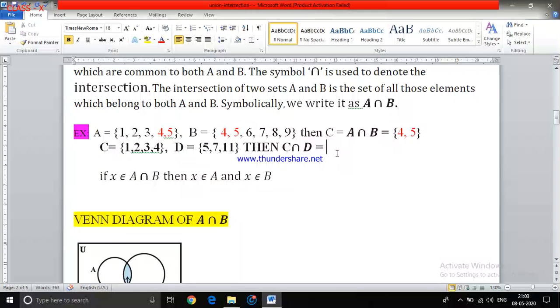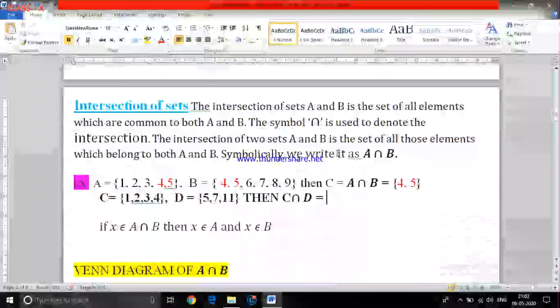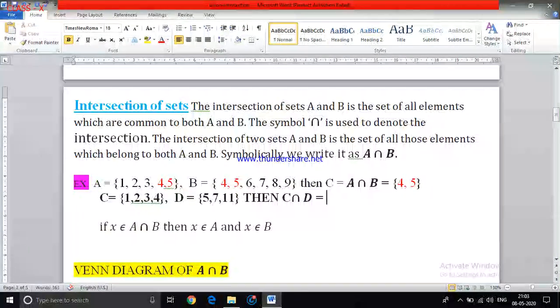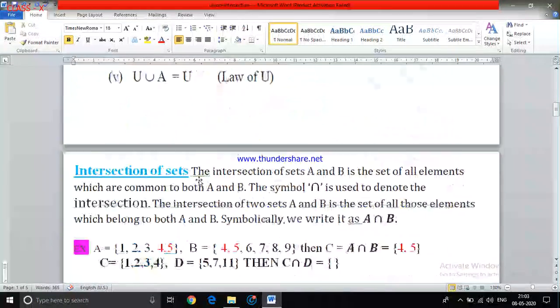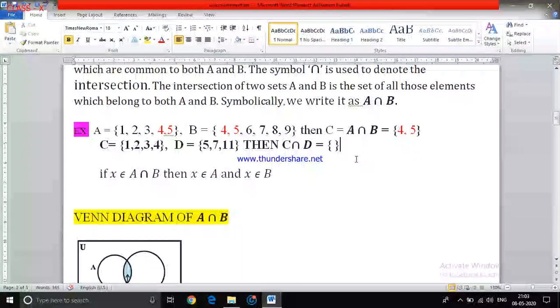Nothing. If no element is common, then I'll say it is an empty set, or you can put it this way, or you can use the phi symbol. Instead of the empty set you can use that phi notation. I think you are aware of the phi notation. This is the phi notation. That also you can write here instead of the empty bracket.